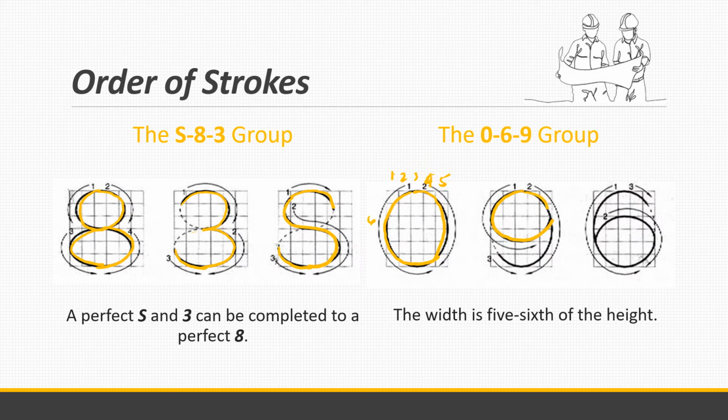1, 2, and 3. So sa 6 naman, 1, 2. Okay, so tingnan natin. 1, 2, and 3. So yan yung 069 group and S83.